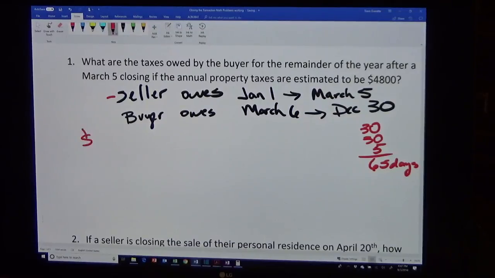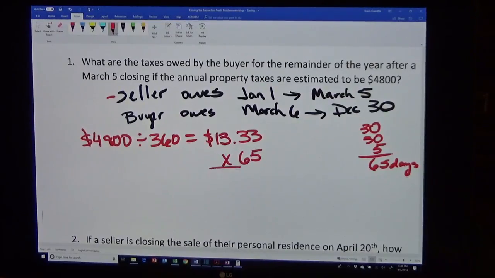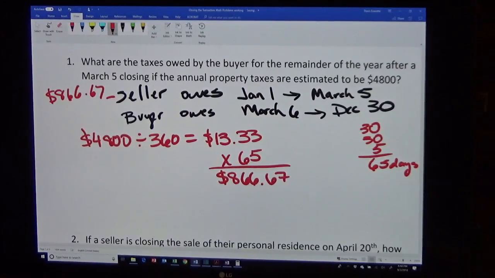So we've got annual taxes of $4,800 a year divided by 360 days, because we want to break that down to daily, and that's 4,800 divided by 360, and that equals $13.33 per day times 65 days, and that is $866 and about 67 cents. So that's the seller share, $866.67.